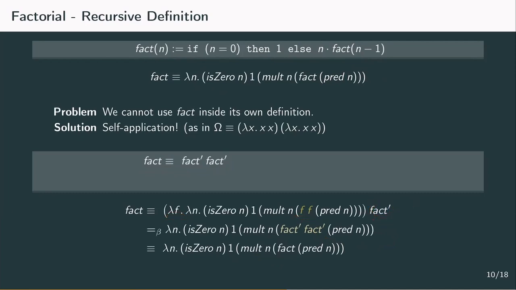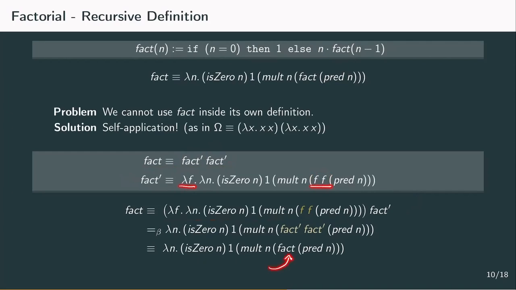The only information still missing is what fact prime looks like. If you remember, fact is equivalent to fact prime applied to itself. So we can just take this long term, which uses self-application as the term in big omega did, and set it as fact prime. The factorial function in the untyped lambda calculus is therefore defined with a helper function, fact prime. Fact prime makes use of self-application, so it takes the term f as an input, and uses it in place of fact from the previous definition.